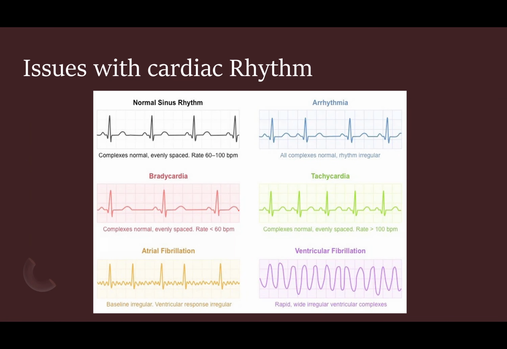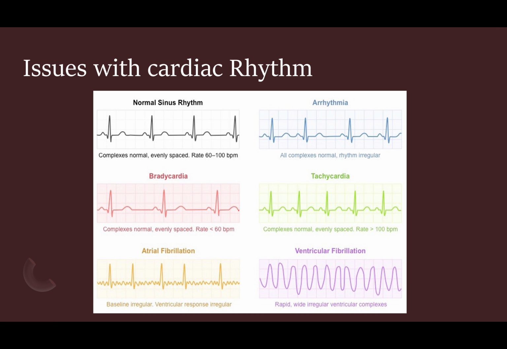Issues with cardiac rhythm now. You have normal sinus rhythm. You have arrhythmias when the actual beat, the PQRST complex itself, is normal but irregular. If it is evenly spaced and a little bit too slow, that is bradycardia. If it is evenly spaced and really fast, it is tachycardia.